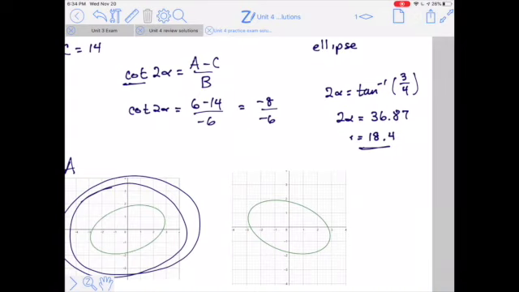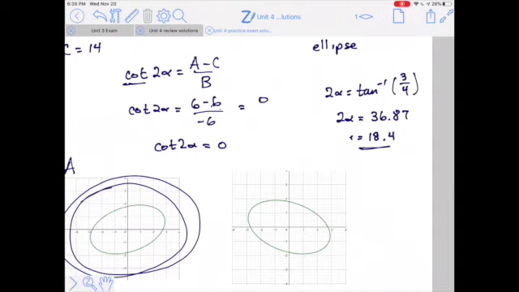If you're using this formula, and let's suppose that A, B, and C are all 6, what happens? Let's say you're doing a different problem and A, B, and C are all the same number, like 6. You get 0. So then you get cotangent of 2 alpha equals 0. So what's the problem now?